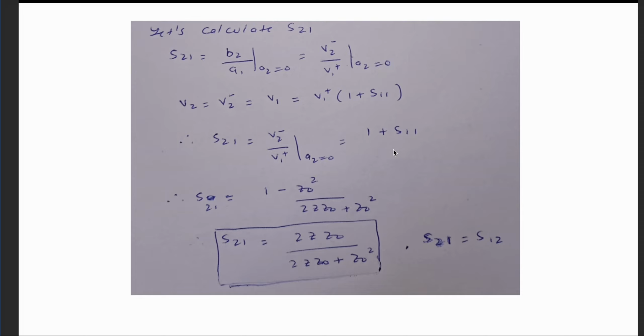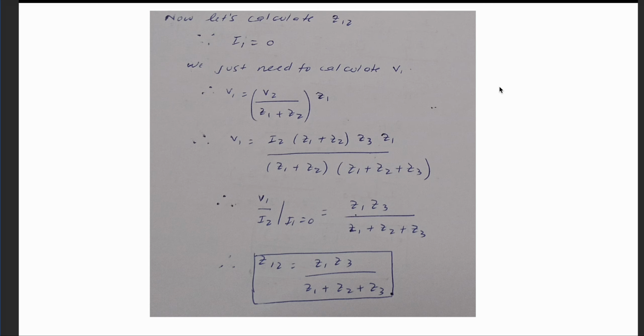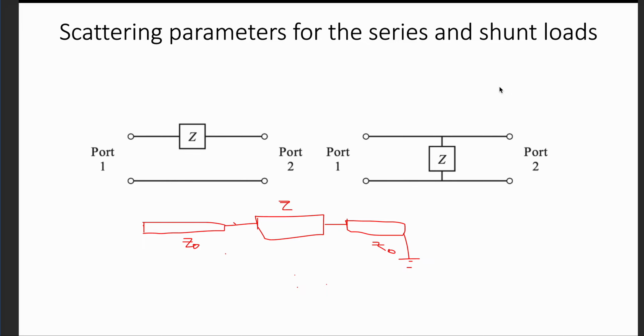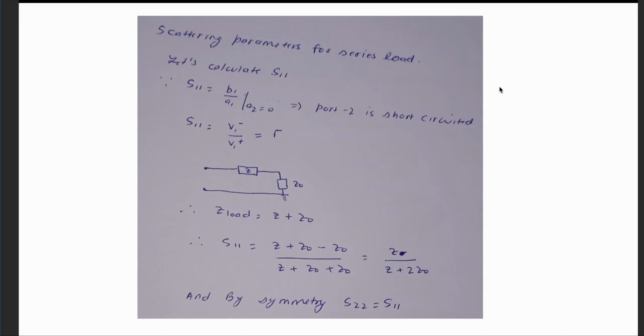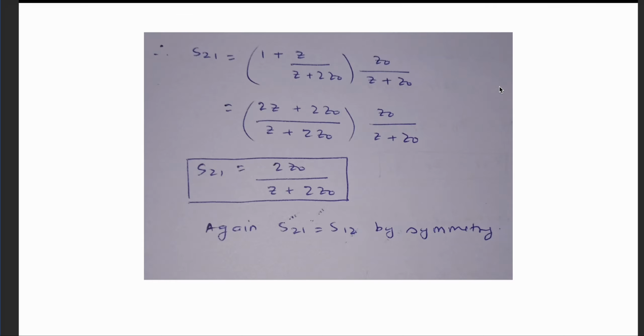Now S11 you know, so you can just put the value of S11 here, and you will get the value of S21, which is 2 times Z0 upon 2Z0 plus Z0 square. And again, because it's a symmetric circuit, your S21 will equal S12. If you think about it, we are using the same concepts in every question, where sometimes we are short circuiting, sometimes we are open circuiting, and then we are applying some Kirchhoff's law formula in order to solve the problems.